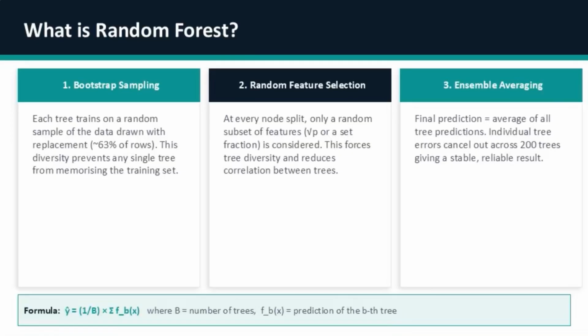Random forest is an ensemble learning method where multiple decision trees are trained on different random samples of the data and features. Instead of relying on a single model, it combines predictions from many trees and takes the average. This reduces errors and improves accuracy, since not all trees make the same mistakes. The final prediction is the average of all tree outputs.